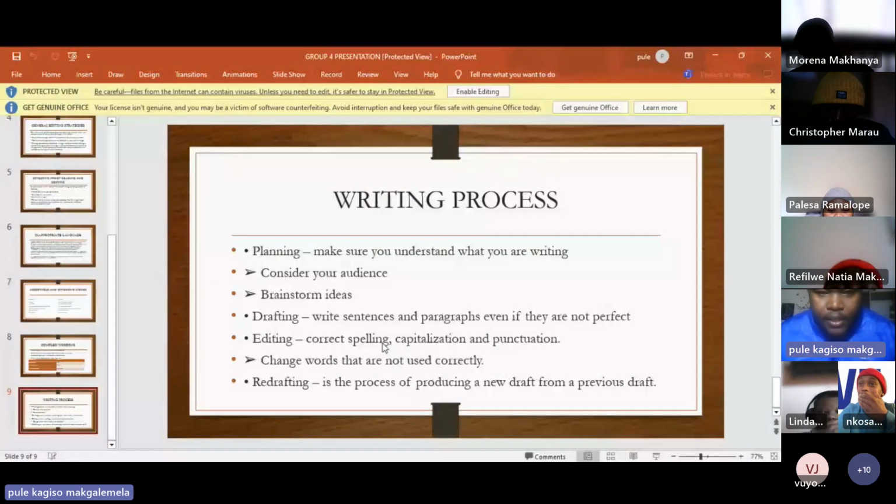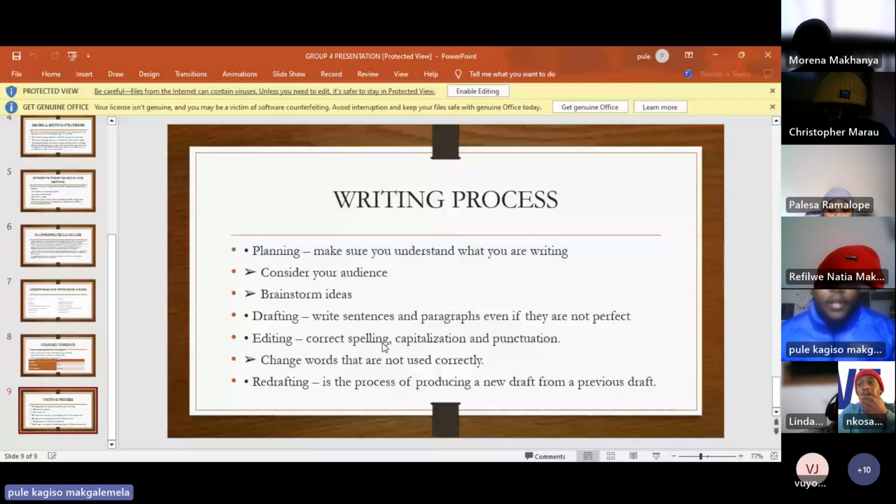You change the words that are not used correctly. And the last step, you redraft. That's the process of producing a new draft from a previous draft.